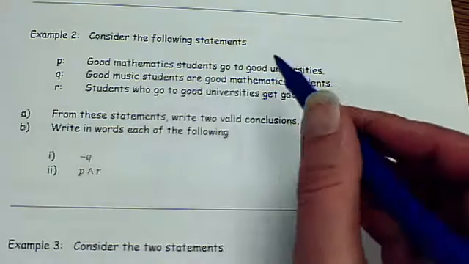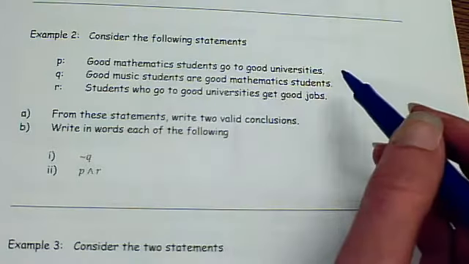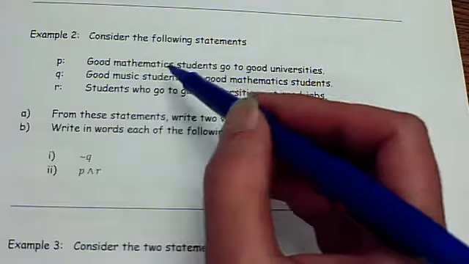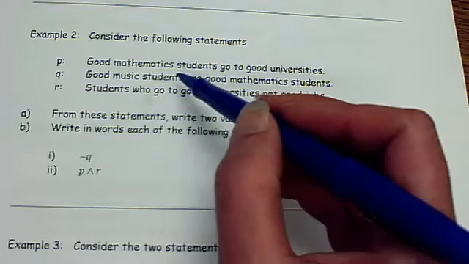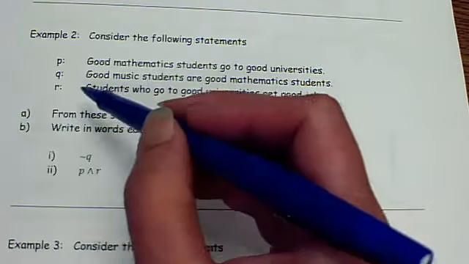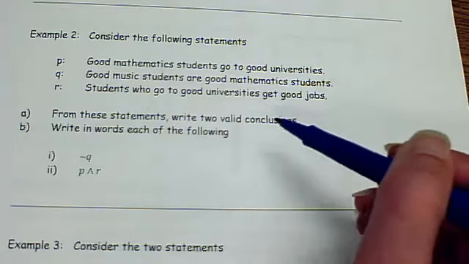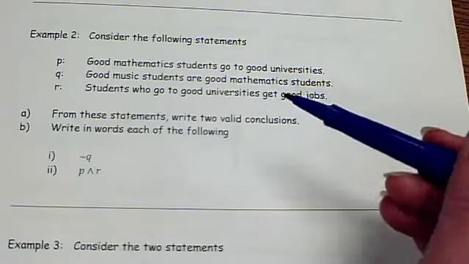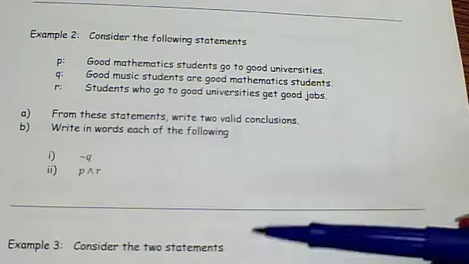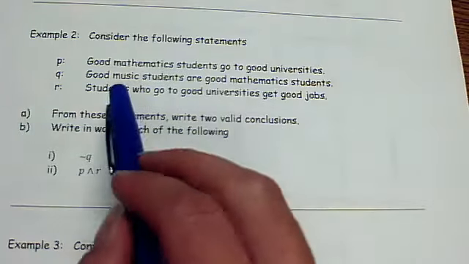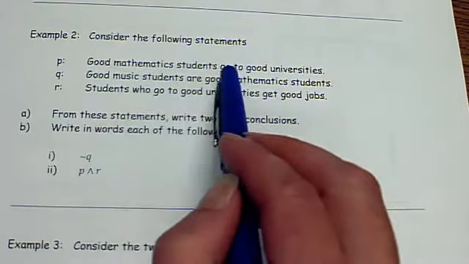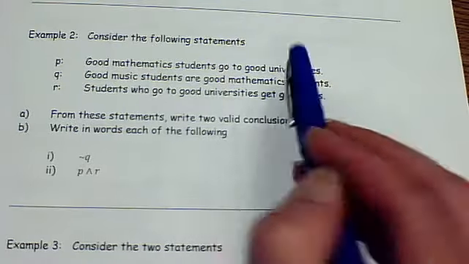P, good math students go to good universities. Q, good music students are good math students. And R, students who go to good universities get good jobs. From these statements, write 2 valid conclusions. Well, one conclusion might be that good music students, since they're good math students, would go to good universities.